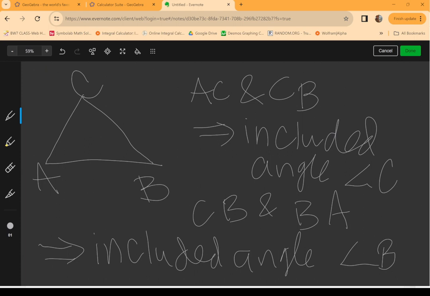Okay. All right, so it's important to realize the different parts, because we are going to introduce in the future other theorems that ask, what if I know two angles and then a side? Well, which side would it be?